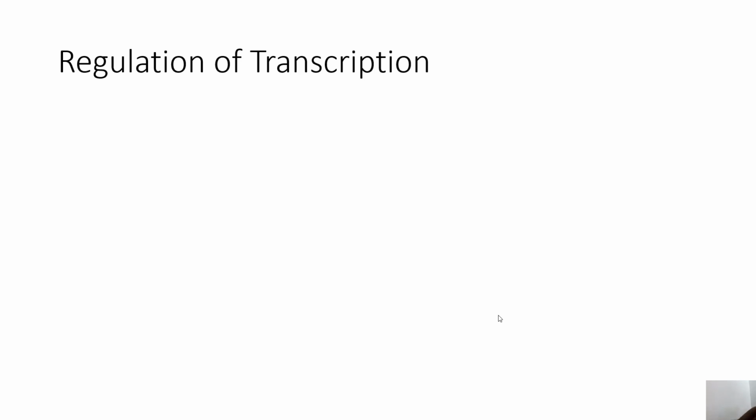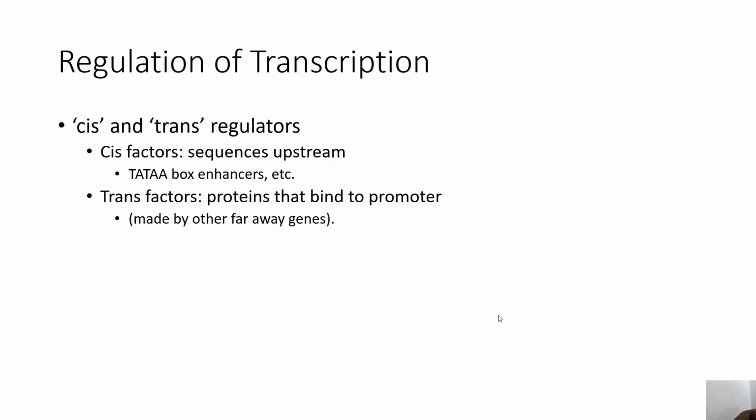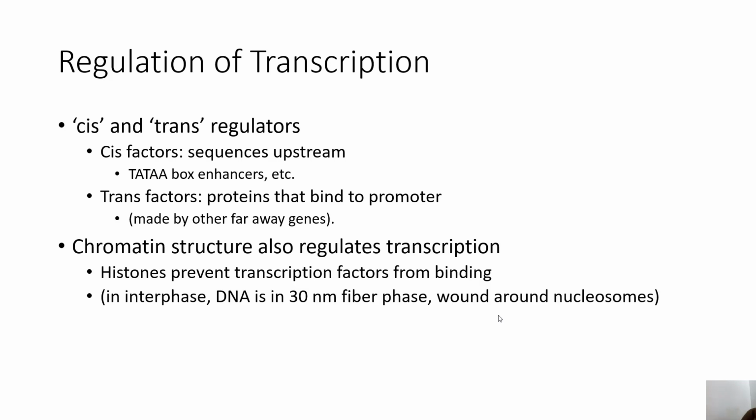Now, regulation of transcription. Cis and trans regulatory factor sequences, upstream TATA box, enhancers, etc. And trans proteins that bind to promoter are made by other faraway genes. Now, chromatin structure also regulates transcription. Histones prevent transcription factors from binding.